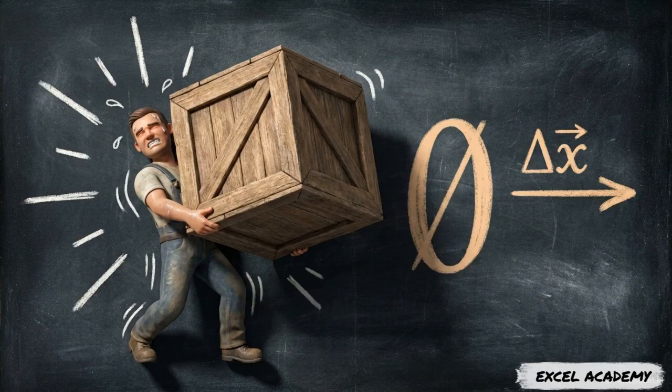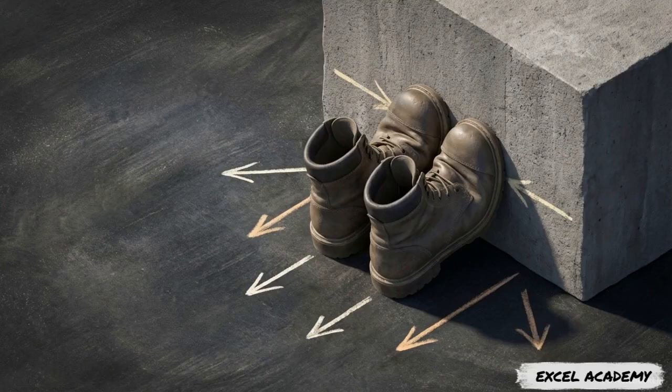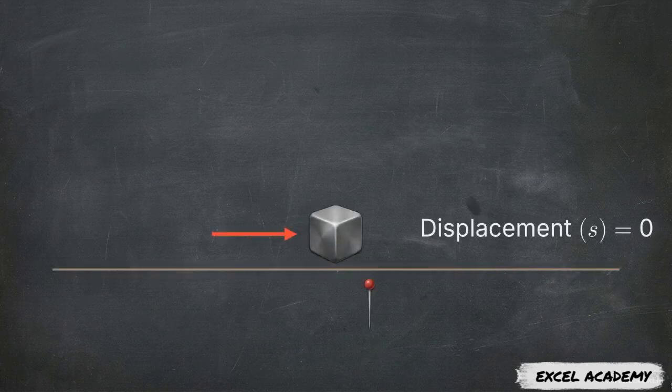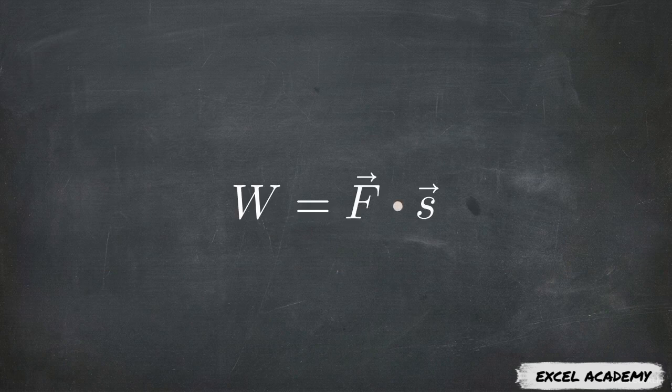In conversation, holding a heavy box makes you tired, so you call that effort work. Physics requires a stricter standard. If that box doesn't move, the force you apply produces a measurable displacement of 0. The core formula for mechanical work is a dot product, force multiplied by displacement.